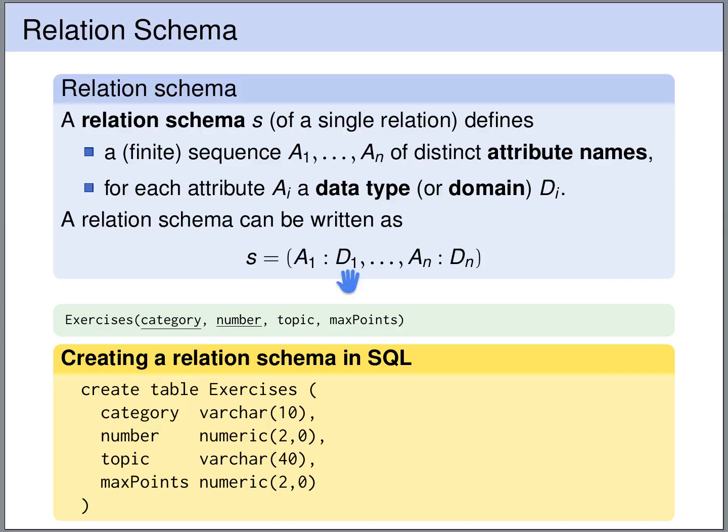Often we don't care about the data types, and we will simply write the relation schemas as we have seen before. For example, here we have a table exercises, and we define that we have attributes category, number, topic, and max points. In SQL, we can create relation schemas. For example, this SQL statement, create table exercises, creates a table exercises with the attributes category of type varchar(10), number of type numeric(2,0), topic of type varchar(40), and max points of type numeric(2,0).